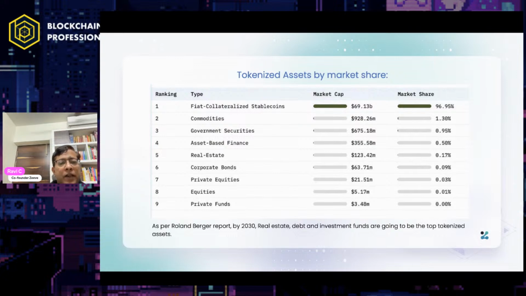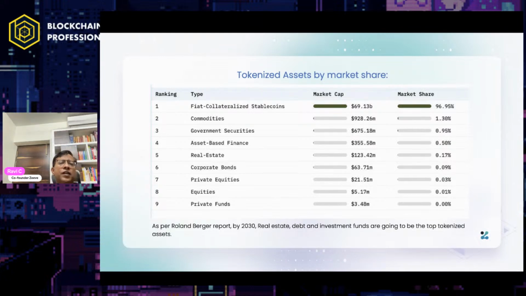If you see from a market share perspective, of course the largest is fiat collateralized stable coins, because stable coin is the heart and soul of DeFi today. Whether you see USDT or USDC, they have become the intermediary token whenever you are transacting between two tokens. And then come the commodities, being gold, silver, mining assets and all different kinds of commodities. Government securities, treasury bonds, etc., are being put on blockchain. Still a very small number, but it's going to grow. And then asset based finance, real estate, and so on and so forth. Right now the numbers are small because these are all initial launches, but this is a good start.